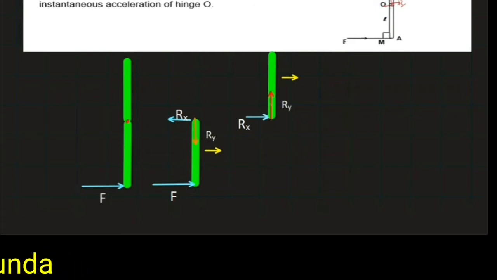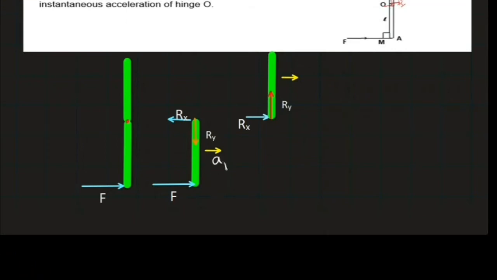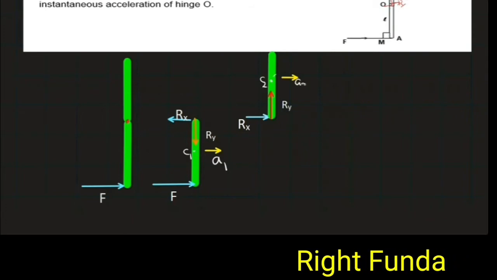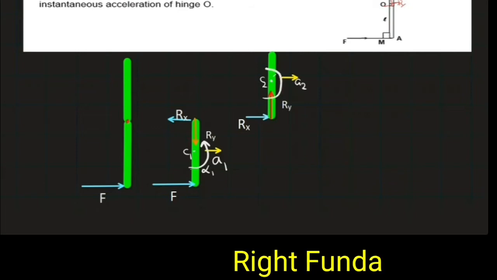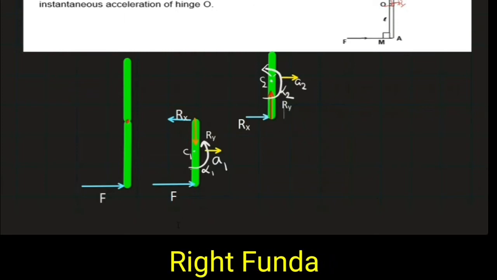Ry and Rx will be there, and let the acceleration of the center of mass of this rod be A1. Then give the name C1, and C2 for the center of mass of the second rod, with acceleration A2. Also there will be some alpha, and we don't know which direction. Let's assume it has a tendency like this, alpha 1, and the other is alpha 2, for example. It may be opposite also. In case Rx is in the rightward side, it will be like this. If F is greater than Rx, it will be in this direction, but we don't know. So what can be done?